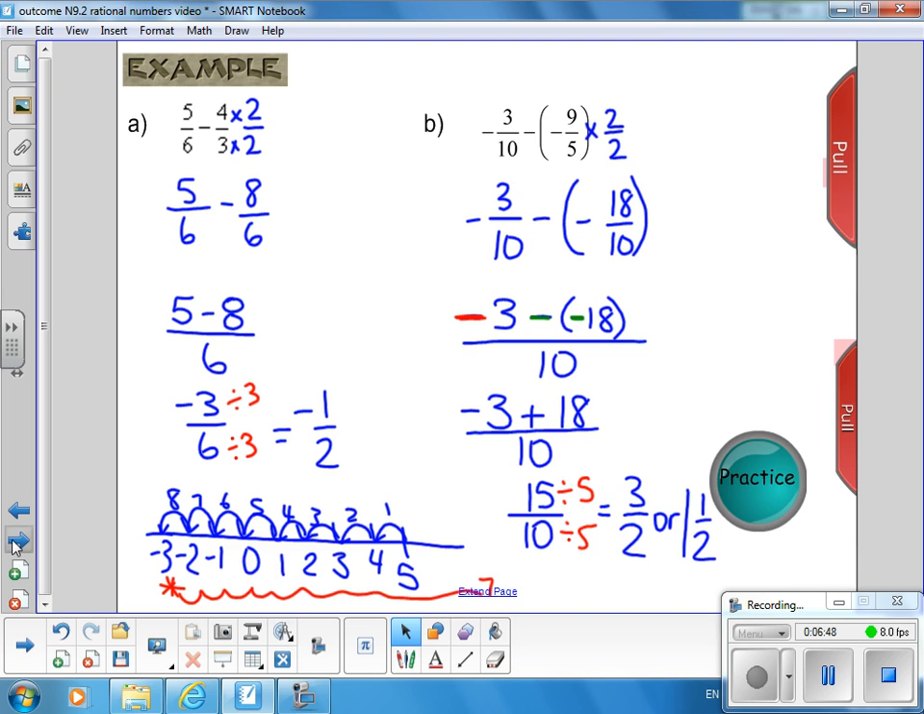So subtracting rational numbers is the same process as adding rational numbers. You still need to find a common denominator. But then when you are combining your numerators, you are doing integer subtraction or addition.